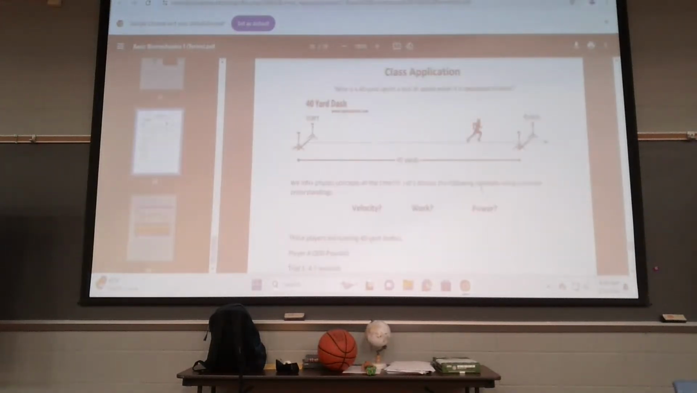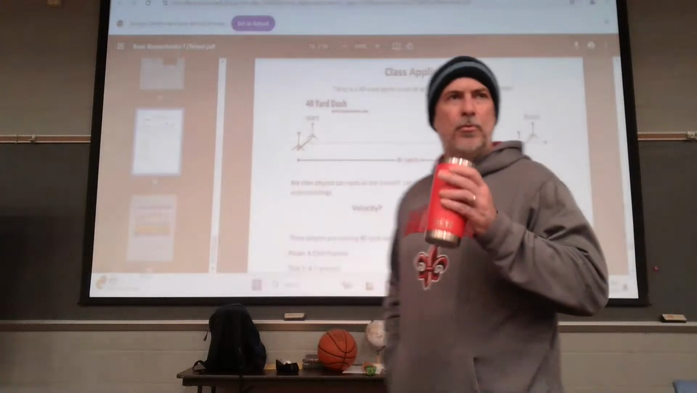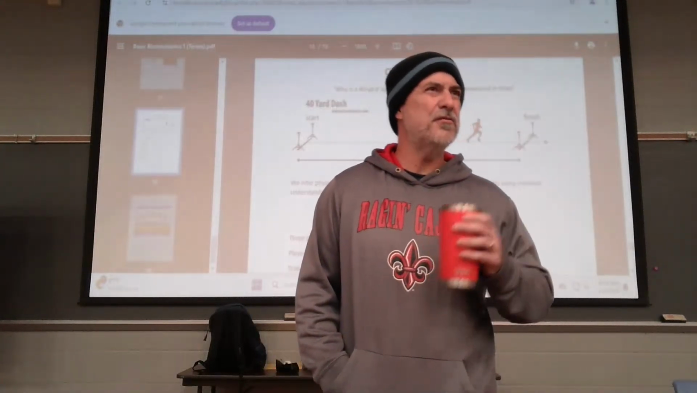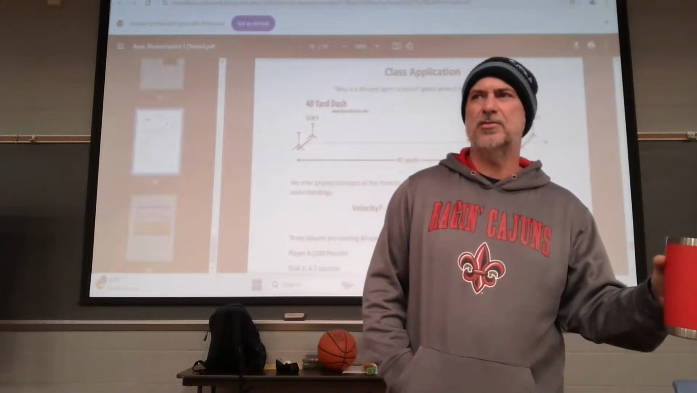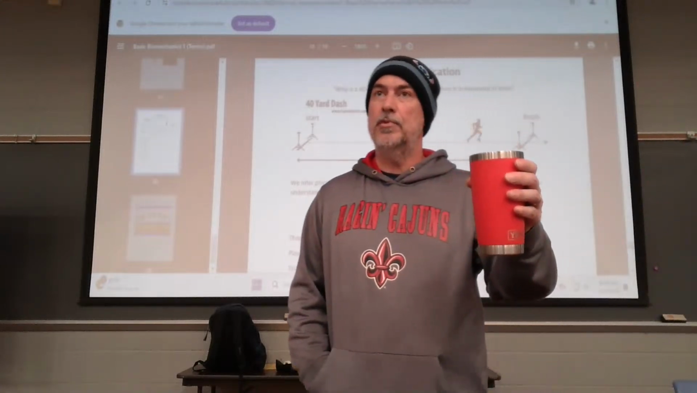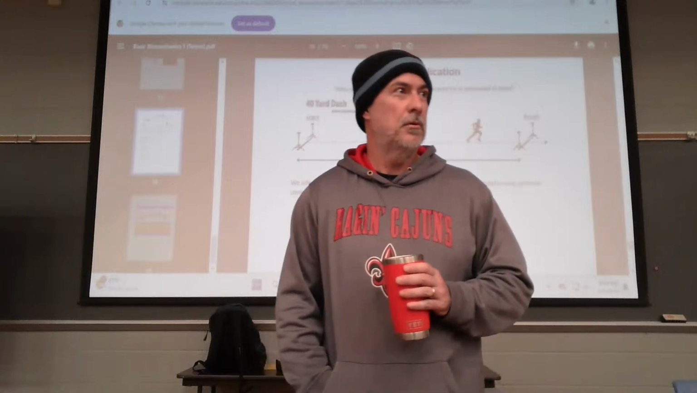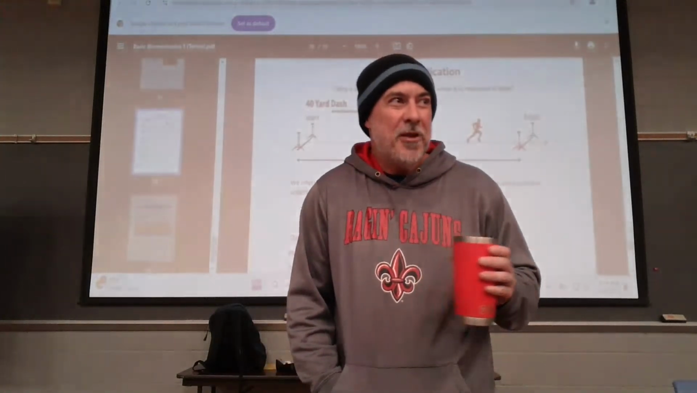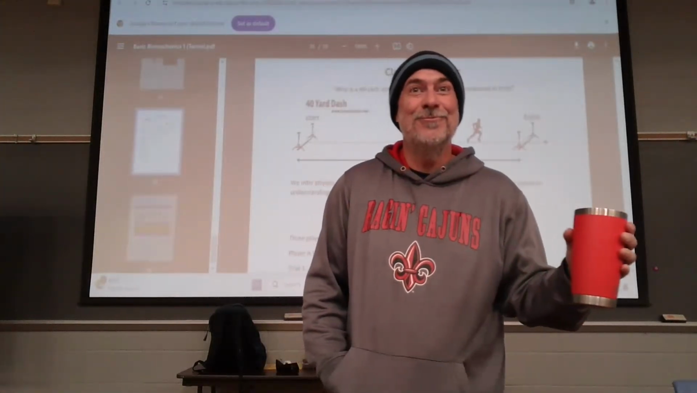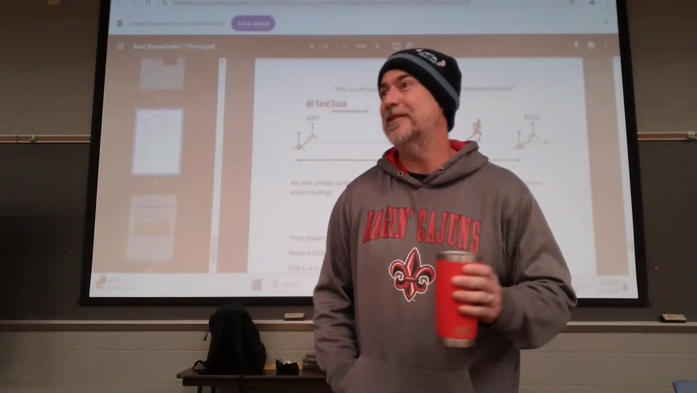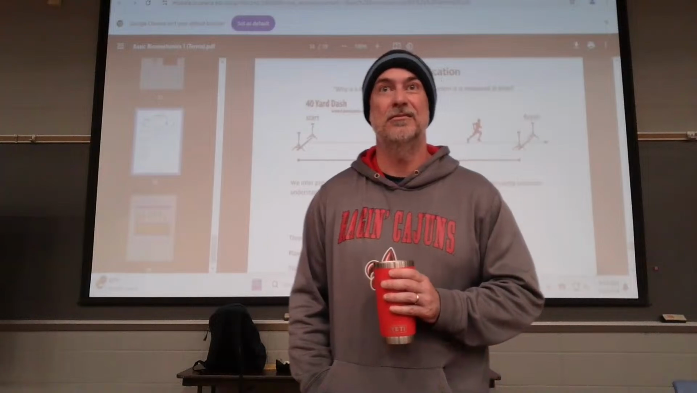So in these examples, you could have two people run a 40, and because of one person's mass or weight being greater, but yet they run the same time, they could be more powerful. But in a 40-yard dash, who cares? It's just who displaced in less time. That's not a variable for that kind of measure, right?